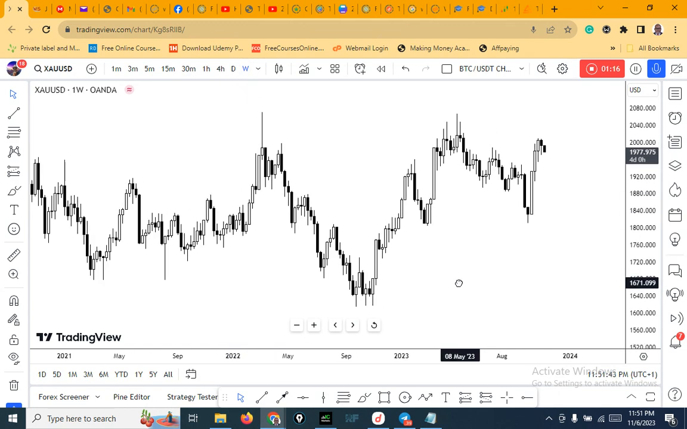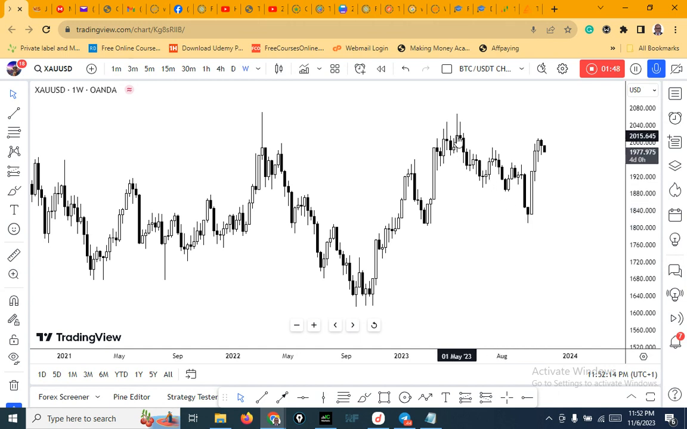Now, looking at this market from the weekly time frame, you will see that this market is in an uptrend. How do you know that? See, this is a higher low. This is a higher high. This is a higher low. This is a higher high. The market has created a higher low here, but a high has not been created. So there is no higher low. Until there's a higher high, you don't have a higher low.